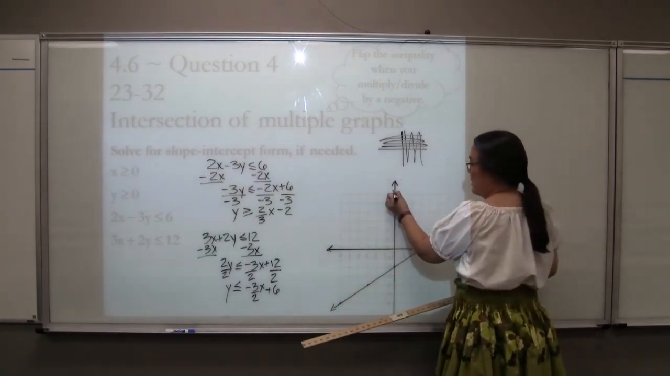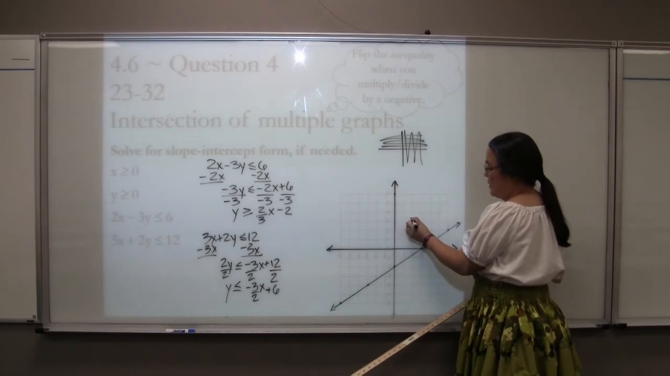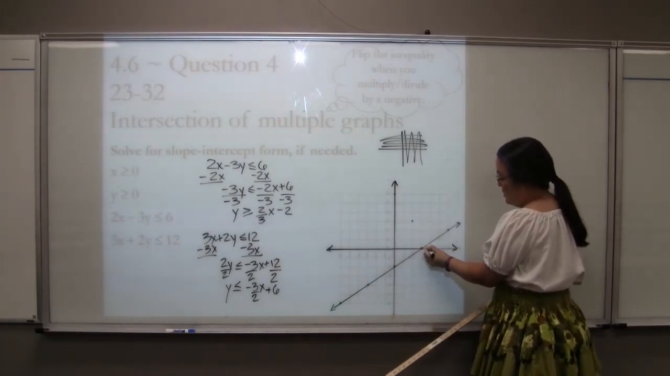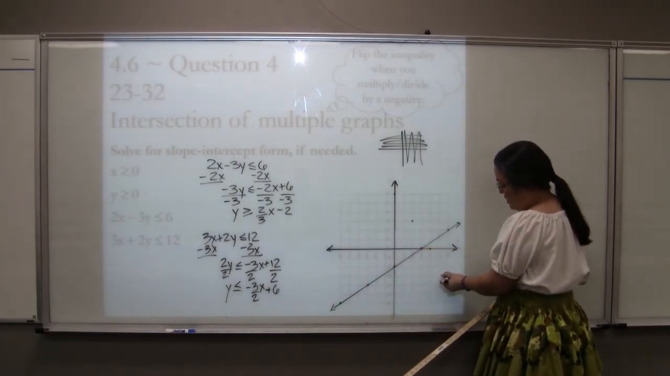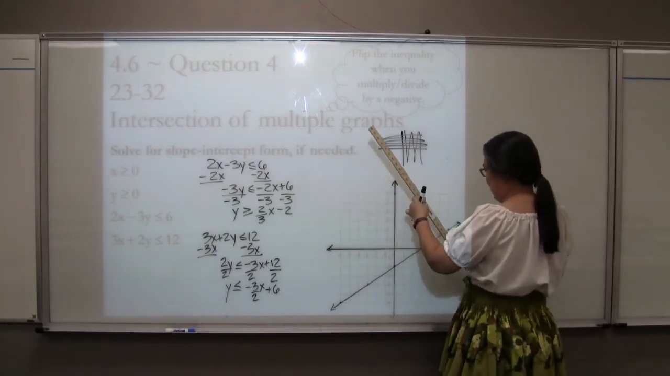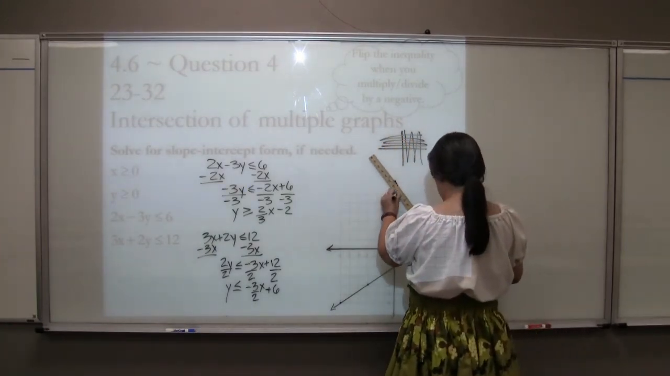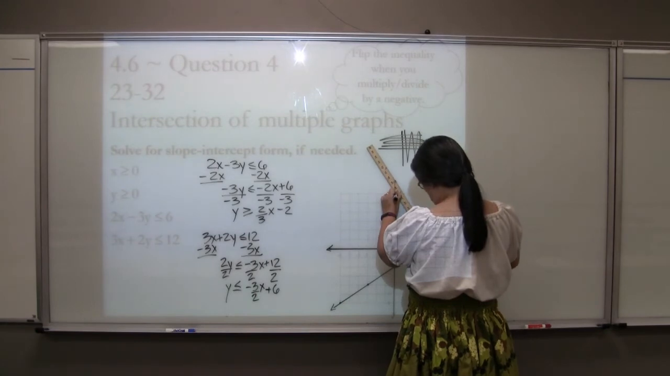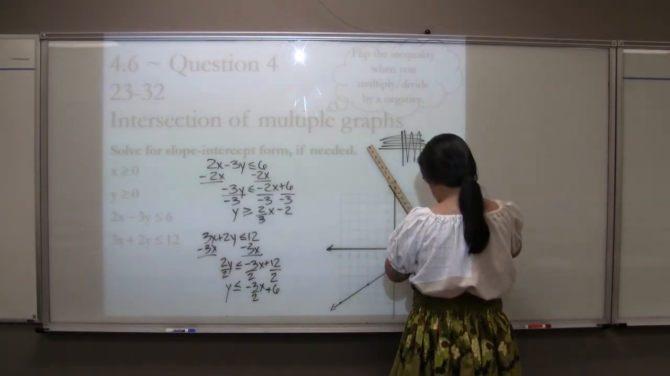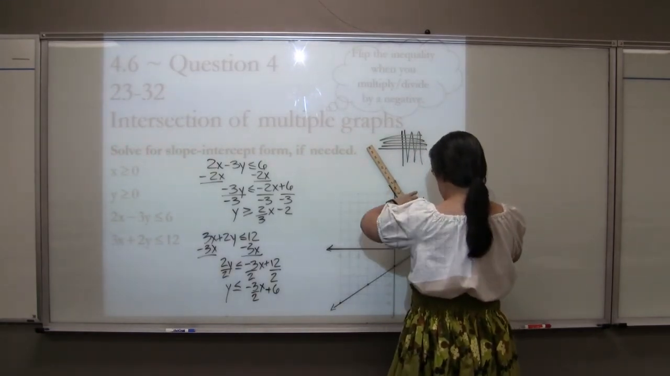Starting off at 6. -3/2, down 3, right 2, down 3, right 2, down 3, right 2. Notice that it's not going to cross nicely. That's okay, because we're just looking at the shading. Lining up my dots slightly past the edges. Straight edge.